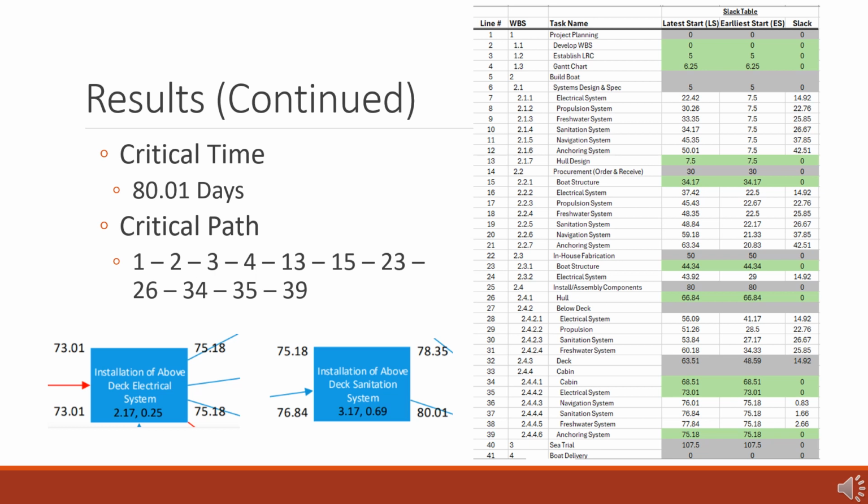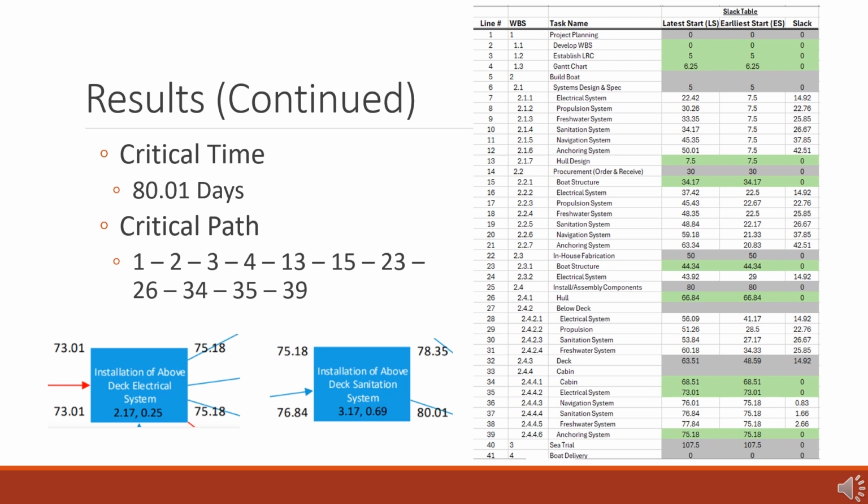Using the example nodes at the bottom, the installation of the above deck electrical system has an earliest start date of day 73.01 and it has a latest start date of day 73.01. When you subtract those two, you get an answer of 0, which proves to us that the earliest start and latest start is a critical time for this task. You can see in this table that the column has been labeled green to indicate that it is critical.